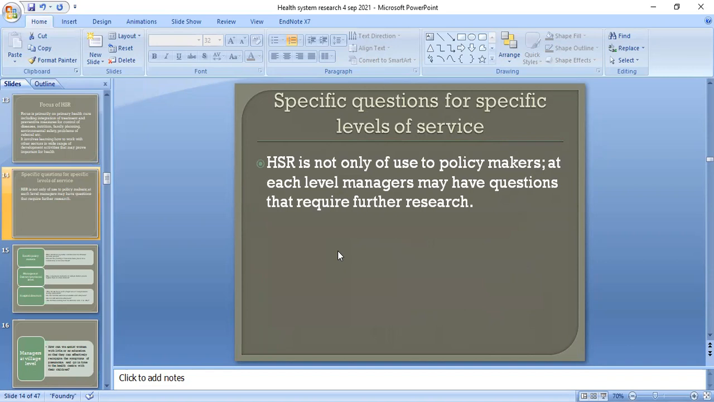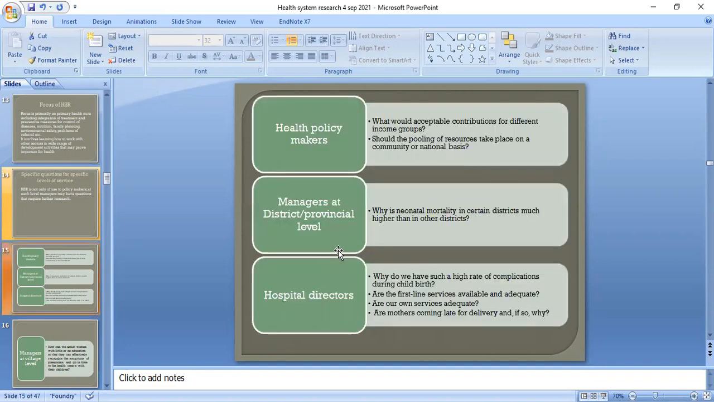Now, specific questions for specific levels of service. Health system research is not only of use to policymakers. At each level, managers may have questions that require further research. At the level of health policymakers, the question may arise: what would be the acceptable contributions for different income groups? Or the question may arise: what should be the pooling of resources at community or national levels?